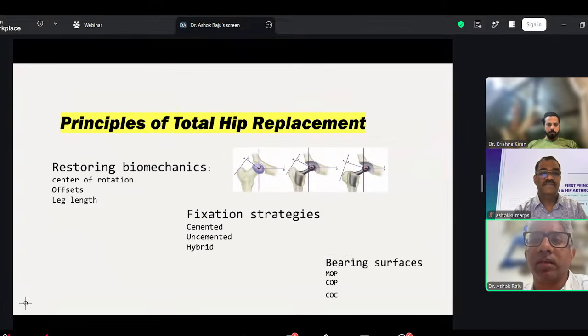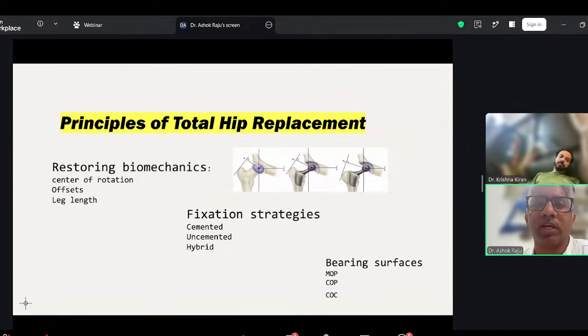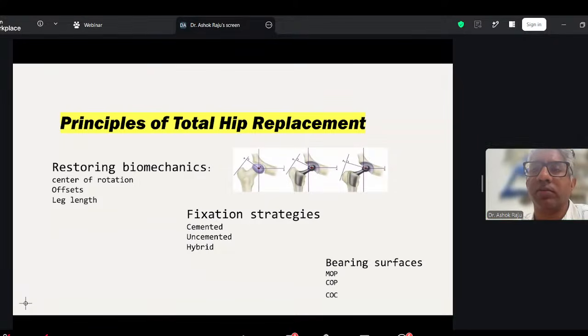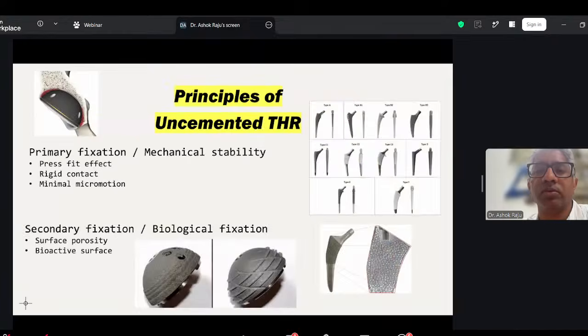I think the principles for total hip are divided into three. One is restoring biomechanics, that is to restore the center of rotation, offsets and leg length as described by Arun. And then the fixation strategies, whether cemented, uncemented, or hybrid. Dr. Ravi has spoken about the stem part of it. And the bearing surface for your hip to run well, whether you want to do metal on poly, ceramic on poly, or ceramic on ceramic. These are the basic principles of doing a total hip.